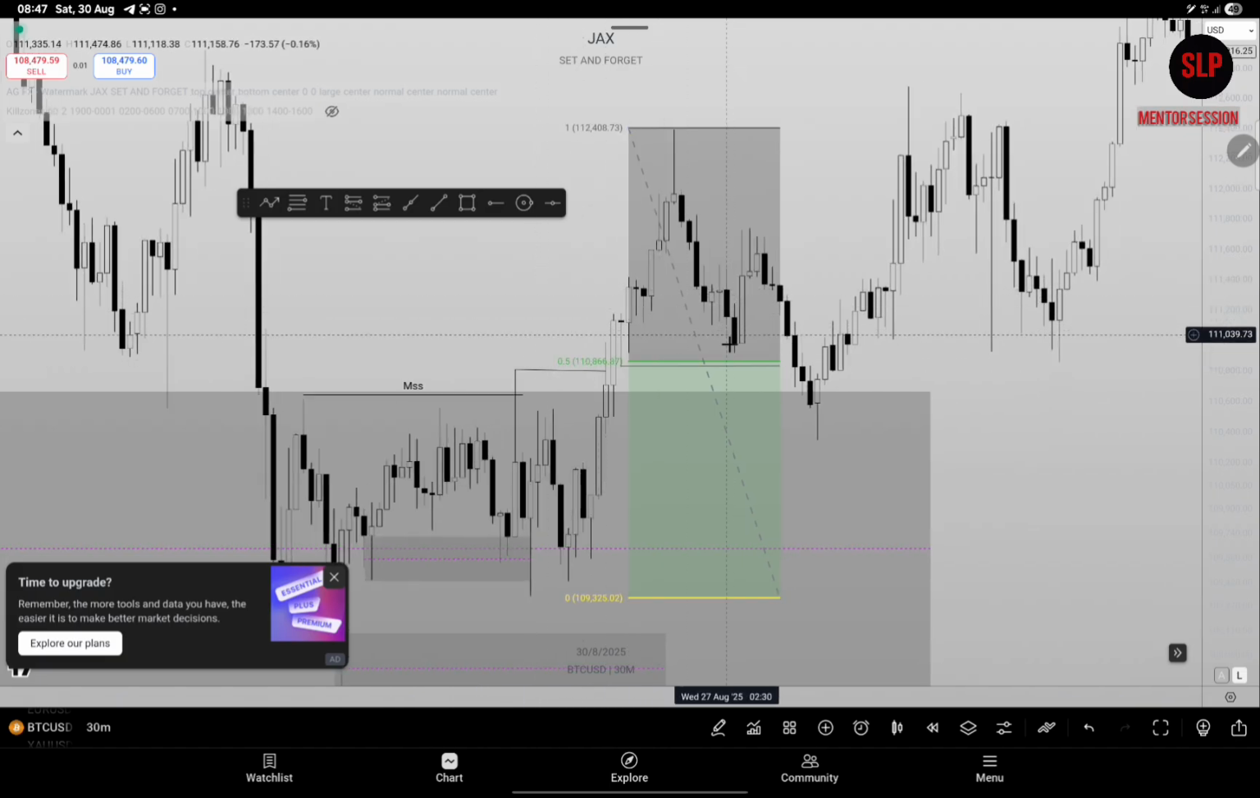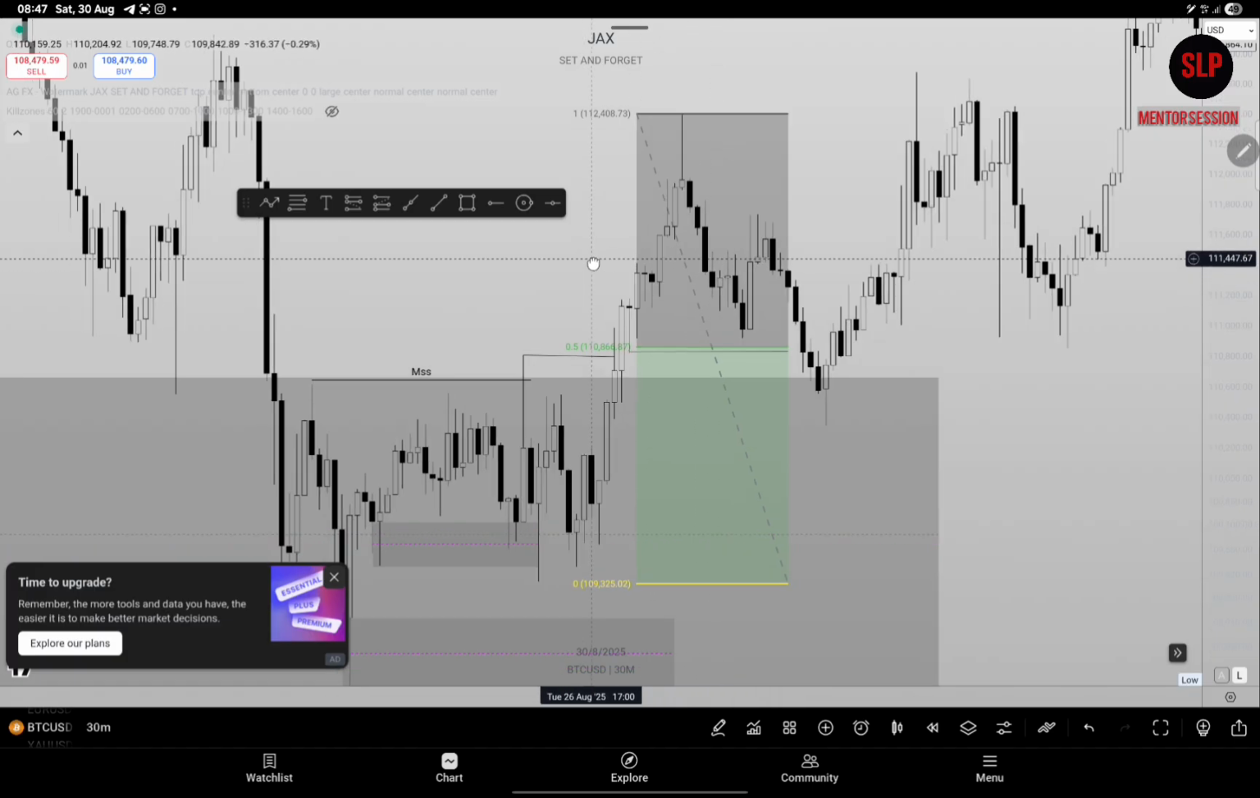The main inducement was close to the 50% and started retracing back up. So it's still valid. What do I do next? I need to validate it, because I saw that the main inducement doesn't want to break structure. It doesn't want to break structure.